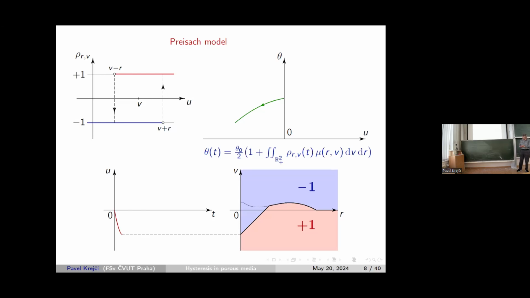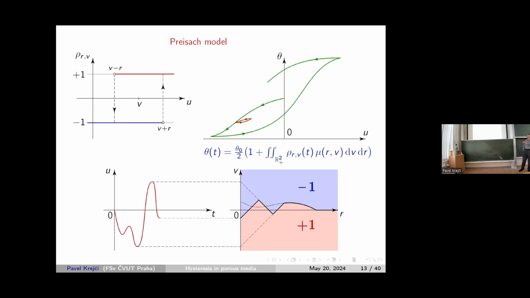And now what happens at the turning point? You see that u starts increasing. The switches that were +1 remain +1, but some of the switches that were -1 switch to +1 too. And these are precisely the relays corresponding to the equation u equals v plus r, or v equals u minus r. And so this means the +1 domain becomes bigger, the saturation increases, but increases along a different curve. And so you see, it looks like this.